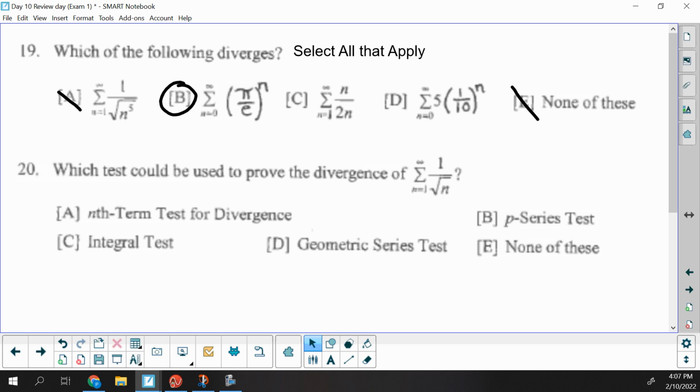In C, as n approaches infinity for your terms, the ratio of leading coefficients is a half. So those terms are approaching a half and not 0, so that's going to diverge by nth term test. And then in D, that's geometric, but this time the absolute value of r is less than 1. So that converges. So B and C would be our two that would diverge in this case.